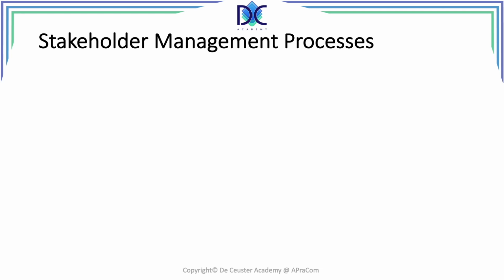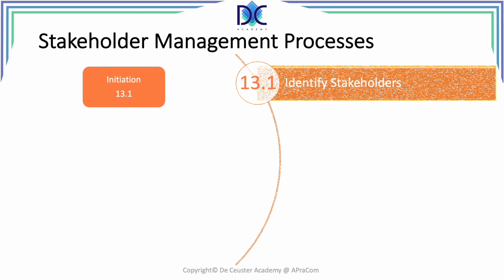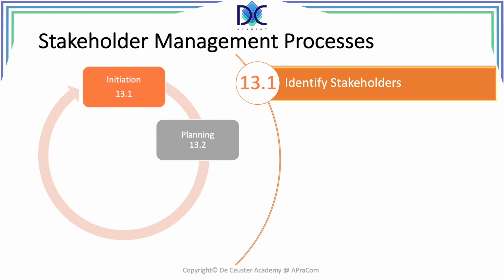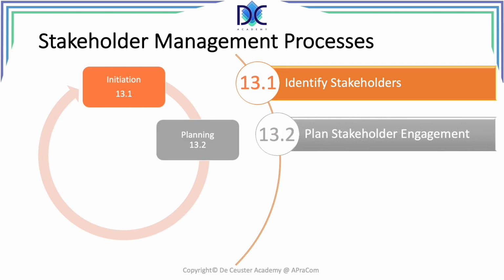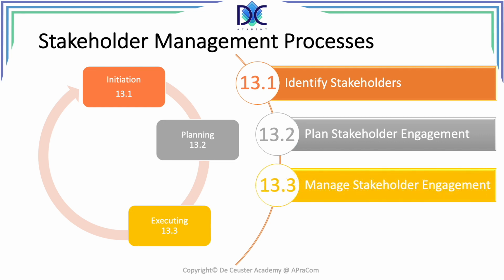The stakeholder management processes are linked to the process steps of project management. First, we have initiation, and here we already have the first stakeholder management process, which is the identification of stakeholders. During planning, we will talk about the planning of the stakeholder engagement. How will we deal with the stakeholders? What are the tools and the techniques that we are going to use? What reporting will be applicable? And so on.